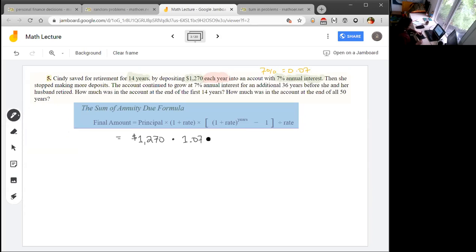Now I'm going to multiply again, and these brackets that look kind of big are just parentheses. That's just sort of typewriter talk for bigger parentheses. So I'm just going to write them as bigger parentheses. The 1 plus rate, I don't need the inside parentheses. That's just a 1.07 again. The years is 14. Okay, I'm going to line things up a little better.